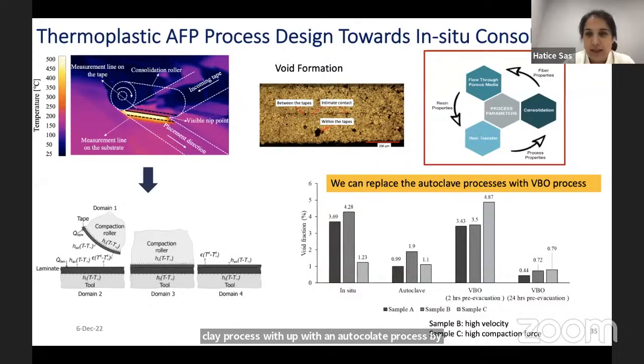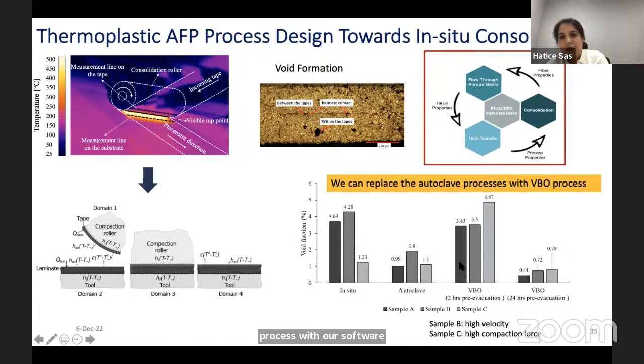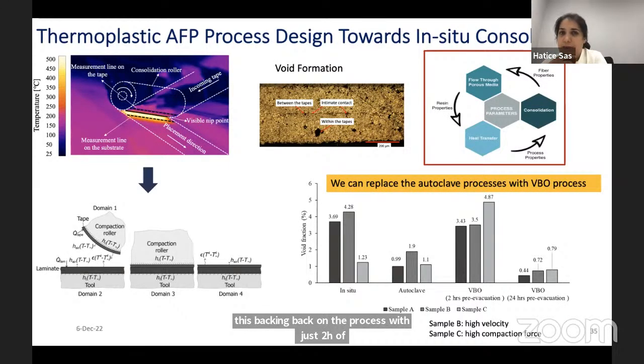So with the study that we performed by varying the layup velocity and the compaction force, we made in-situ consolidated parts and measured their void fractions, and we took the samples and performed the autoclave. And as you can see, autoclave is ensuring good enough void fractions. Then we checked the vacuum bag only process with 2 hours of pre-evacuation vacuum hold times. But as you can see, after the in-situ, going with this vacuum bag only process with just 2 hours of dwelling time just enabled the void growth mechanism.